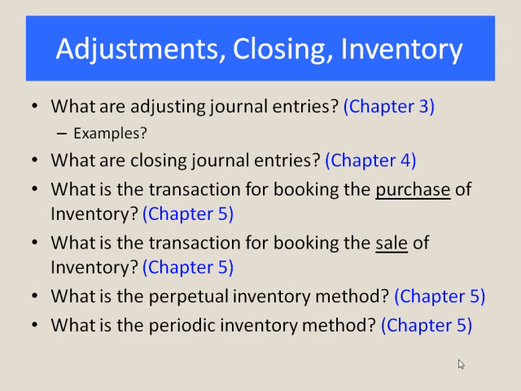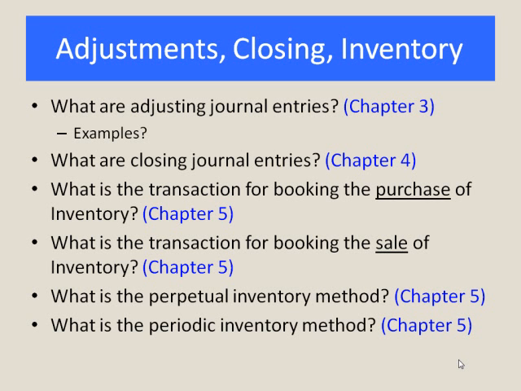Why do we issue adjusting journal entries? Why do we have to? Go back and look at Chapter 3 and look at the adjusting journal entries for the supplies accounts, for accounts receivable, for payroll. These are entries that we have to book that don't necessarily have a document that generates the entry.